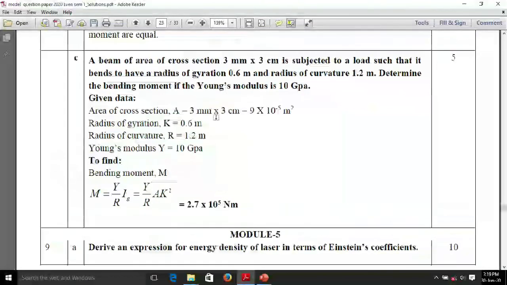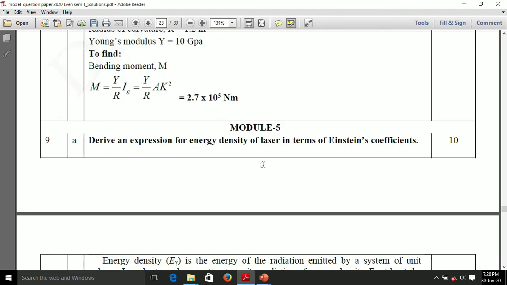And you need to solve this simple problem. You have to calculate the moment, bending moment. The data are given in the problem, and you will find the answer on substituting the values.